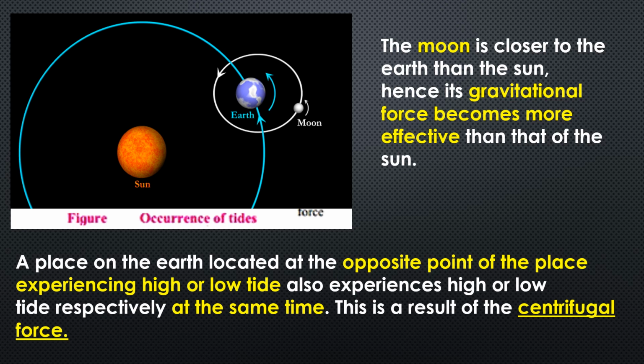Now let us understand how tides occur. Considering the distance of the moon and the sun from that of the earth, the moon is much closer to the earth. This is the reason the moon's gravitational force becomes more effective than that of the sun.